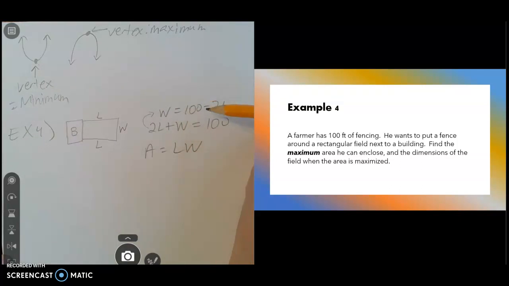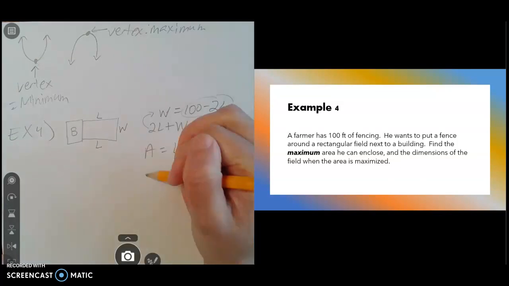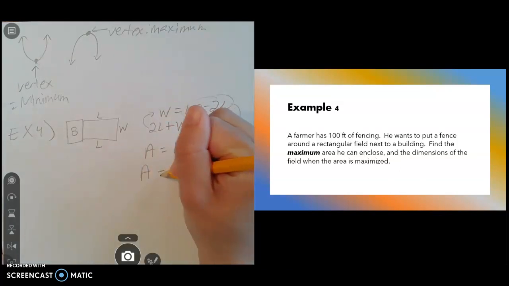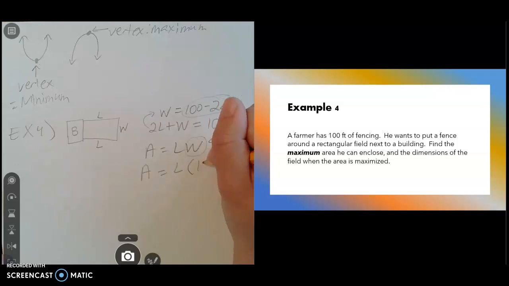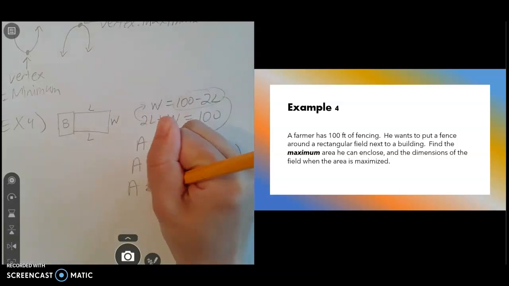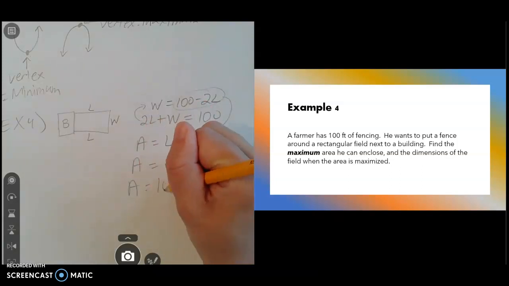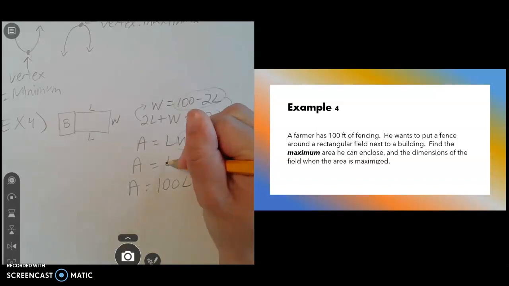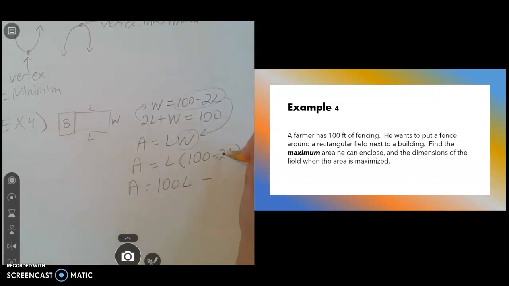So then I can substitute. In here where there's a W, I know that W equals 100 minus 2L. I can substitute that into this equation and then have just 1 variable. So now I've got area equals length times 100 minus 2L. And I think I can simplify that a little bit. Let's go ahead and distribute. Area equals L times 100, so that's 100L, minus L times negative 2L, so minus 2L squared.